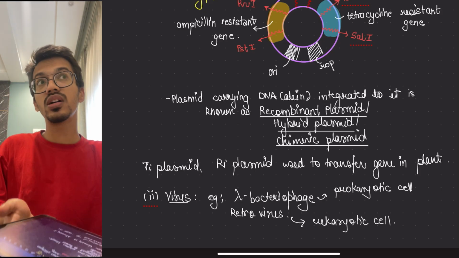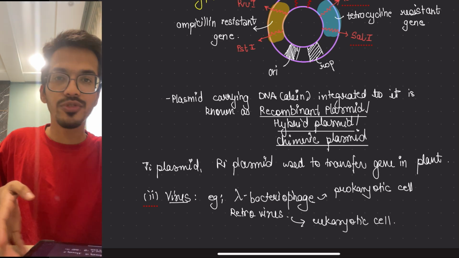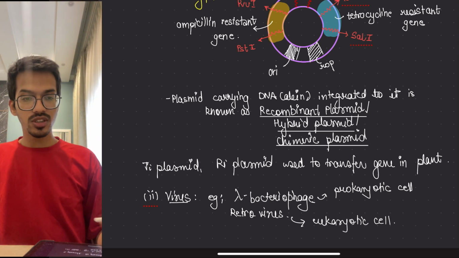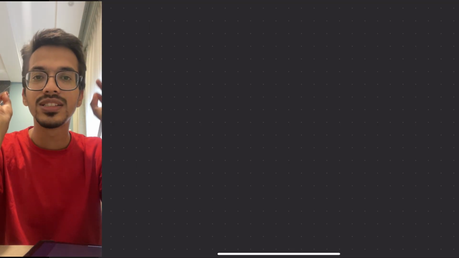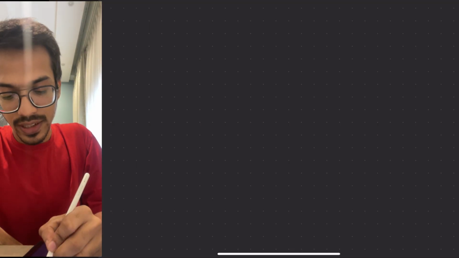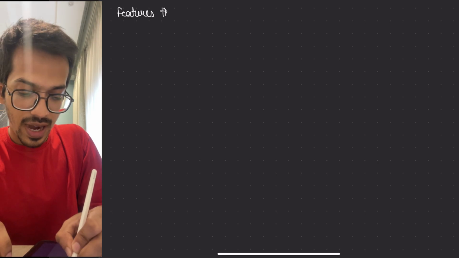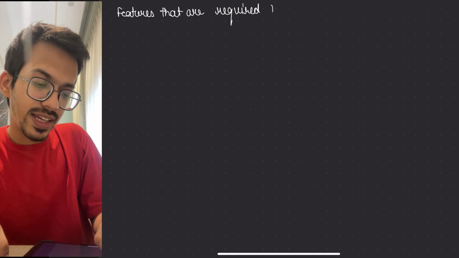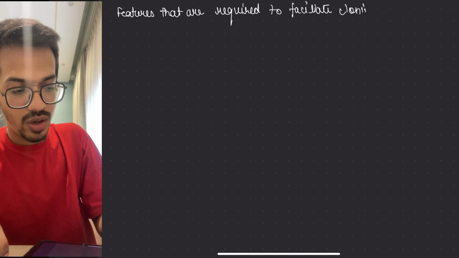Now, these are the vectors we talked about. Now, the vectors must have certain features present. What features would be there? Okay, so three features we have to remember, and if we understand this, then we are able to understand the chapter's most important crux. What are they? So let's see the features that are required to facilitate cloning into a vector.